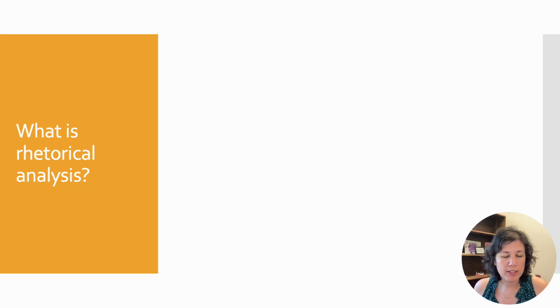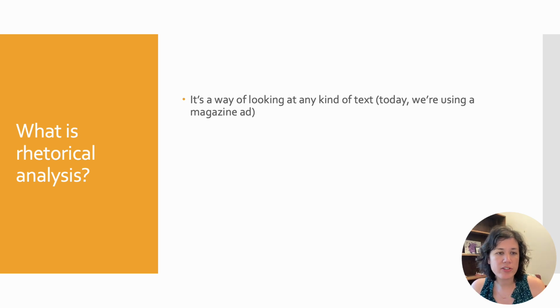So first, what is rhetorical analysis? Well, it's just a way of looking at a text. Maybe you've done literary analysis in the past where you look at a piece of literature and use concepts from literary theory to break down what's happening. Well, we're using rhetorical theory to break down what's happening, and you've read a little bit of rhetorical theory now, so you're going to start using that to break down what's happening with a text.